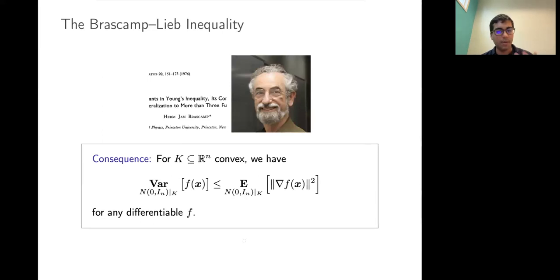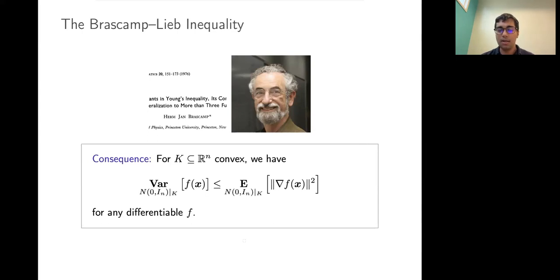So I'm going to really quickly remind everyone what this is. The full statement is significantly more powerful than what I've written down. But a consequence of the Brascamp-Lieb inequality is the following. It says that if you have a convex set K, then the variance of any differentiable function, when you're getting samples from the set K, is at most the expectation of the squared norm of the gradient of that function with respect to the truncated distribution again, right?